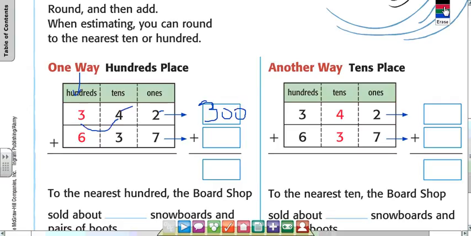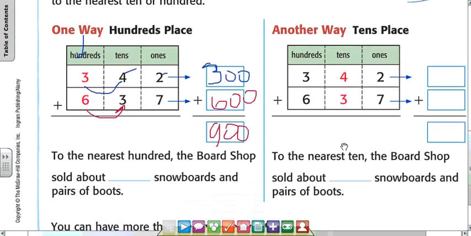The bottom one, what number's in the hundreds place? 6. Look at the number to the right. What does the 3 say? The 3 is the same, so the 6 stays the same, and replace the other numbers with 0. And that tells me to add, right? Do I add on this side of the plus sign or on the right? On the farthest right. So 0 plus 0 is 0, again 0 plus 0 is 0, and 3 plus 6 is 9. So, to the nearest 100, the board shop sold about how many again? 900 snowboards and pairs of boots.